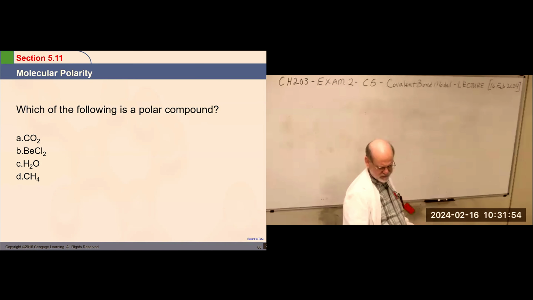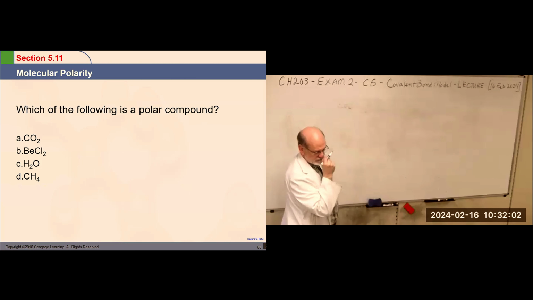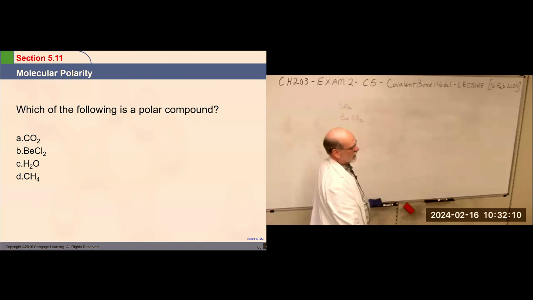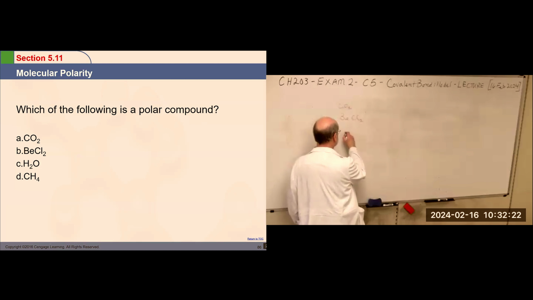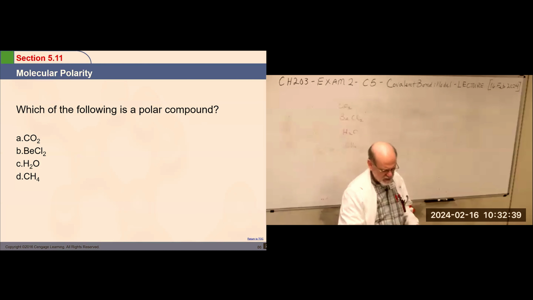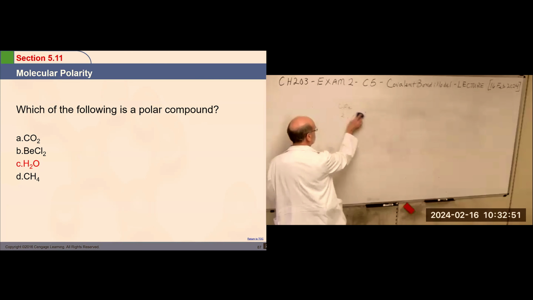Which of these is a polar compound? Well, we did carbon dioxide before. It's symmetrical, so it's nonpolar. How about beryllium chloride? Actually, beryllium's a metal. That would be an ionic compound. I wouldn't call it polar. Water's polar, definitely. That one's polar. Methane is like carbon tetrachloride. It's a tetrahedron with no lone pairs. So it's non-polar. I hope they're not claiming beryllium chloride is polar. No, water. Beryllium chloride is ionic. It's not polar covalent. That was kind of a trick question, I think.